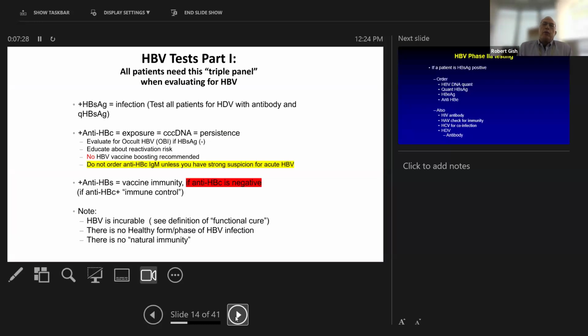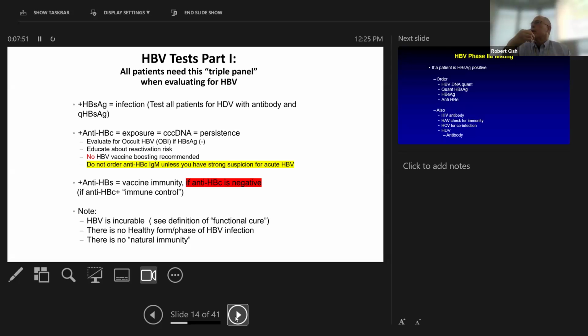So when we order a triple panel, we order a surface antigen. If somebody's surface antigen positive, we go on and check delta, we get a quantitative S antigen, and we get an HBV DNA test. But core antibody, super important. A lot of fake news out there. Once somebody's core antibody positive, you have to believe it.